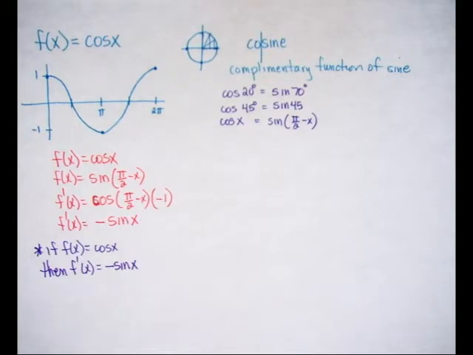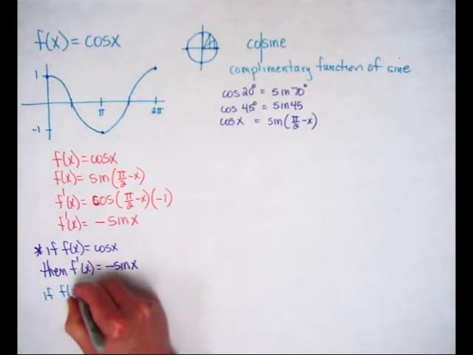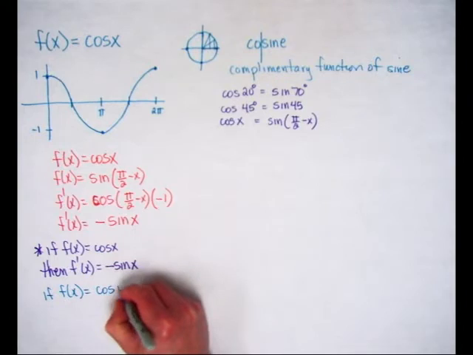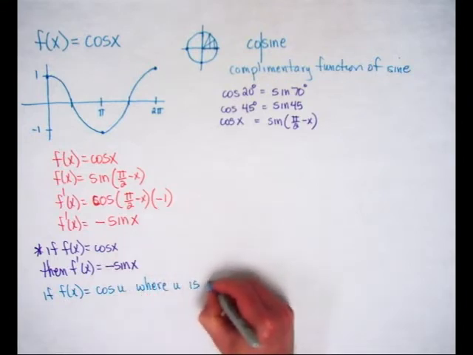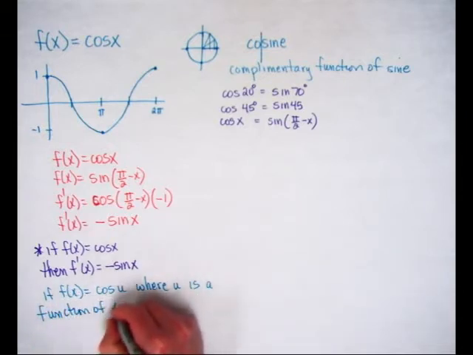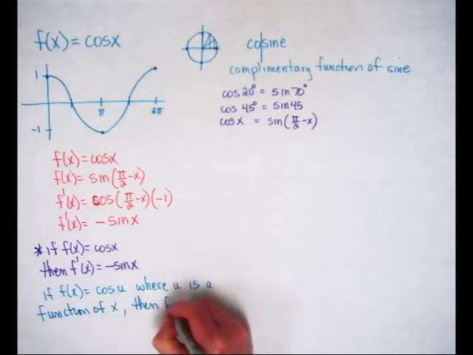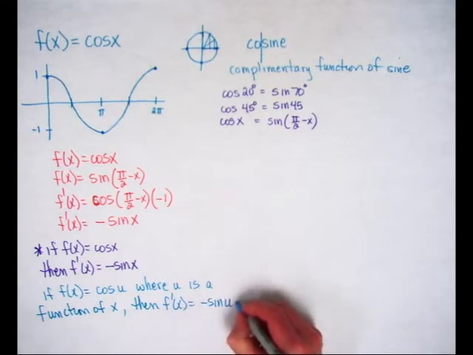Now, if the argument isn't x, if it's a function of x, then the same rule applies that we saw with sine, and it'll be the same rule that applies for all the trig functions. So just to finish this up, if you had a function f of x that was equal to cos u, where u is a function of x, then the derivative f prime will be negative sine u times du dx.